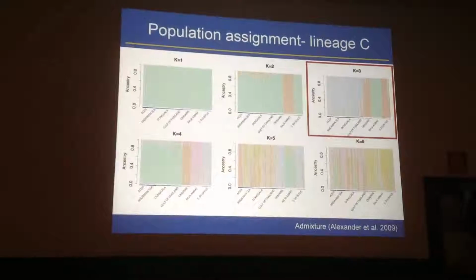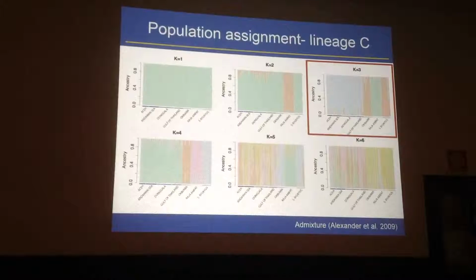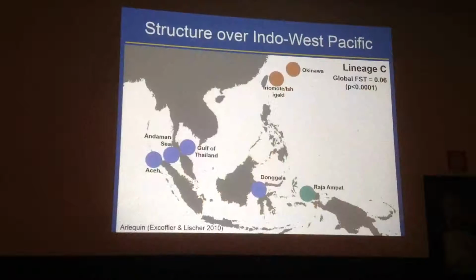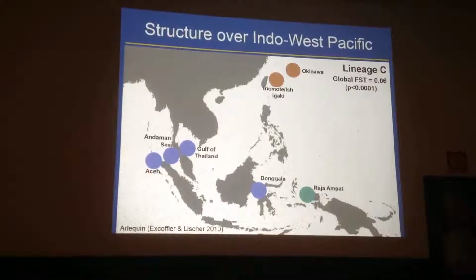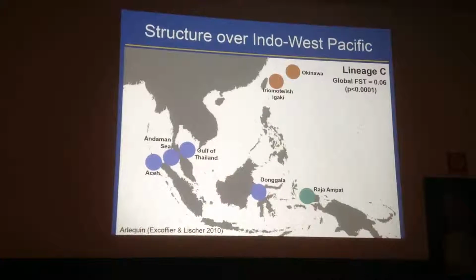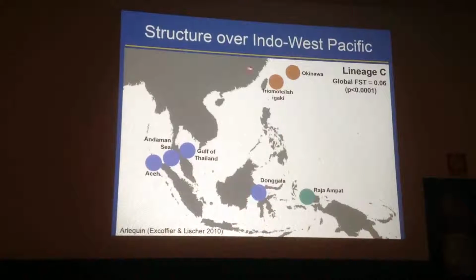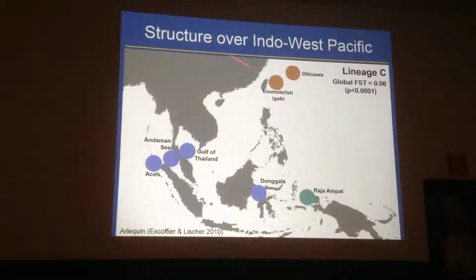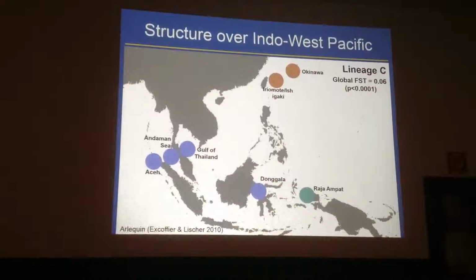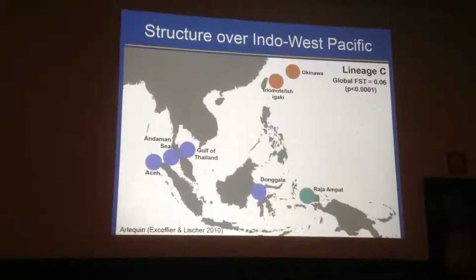Then for lineage C, this is the other cryptic species that we looked at. We tested K 1 through 10, and we found that most likely K was 3, corresponding to 3 different populations, with Aceh and the Andaman Sea over here in the Indian Ocean, the Gulf of Thailand, and Donggala in central Indonesia forming 1 population, with the Ryukyu archipelago forming another in Japan, and with Raja Ampat here in eastern Indonesia falling out by itself.